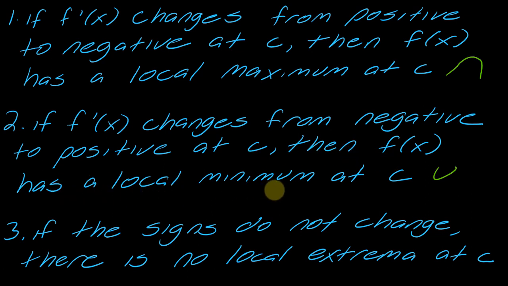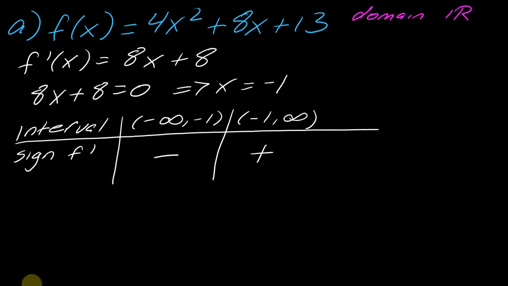So in this case, oh, and then of course there's the third one. If the signs don't change, then you don't have anything. So in this case, notice then I'm going from negative to positive. So what this means is that I have a minimum. And this is all hunky-dory in this case because our domain was all real numbers, so everything kind of works.